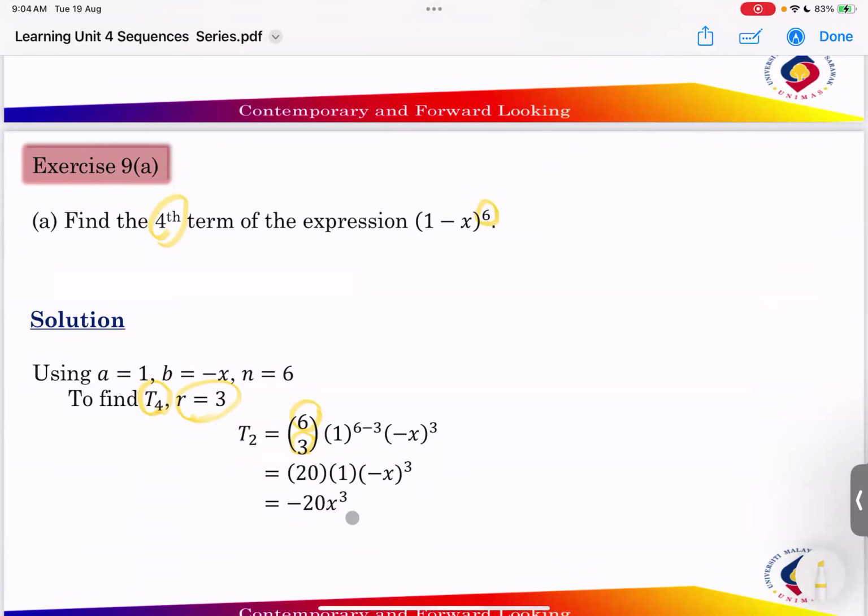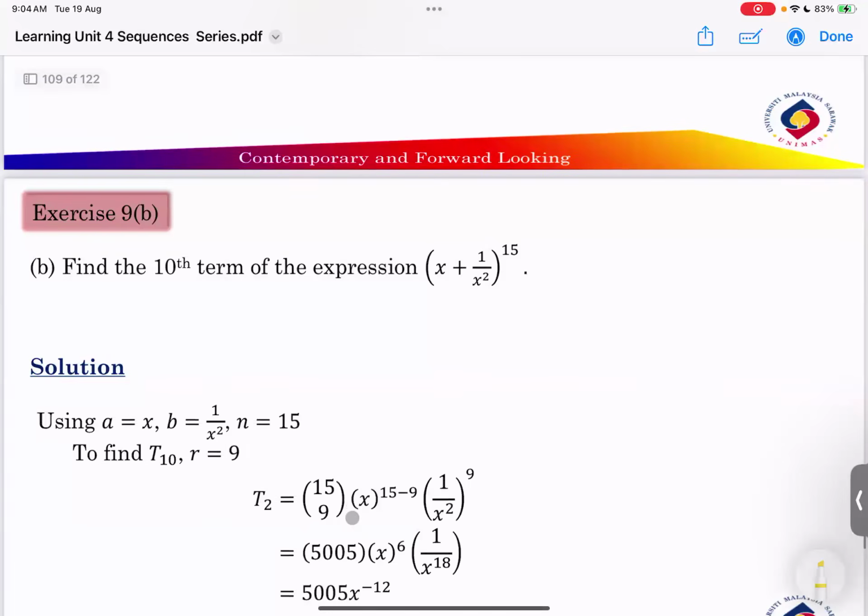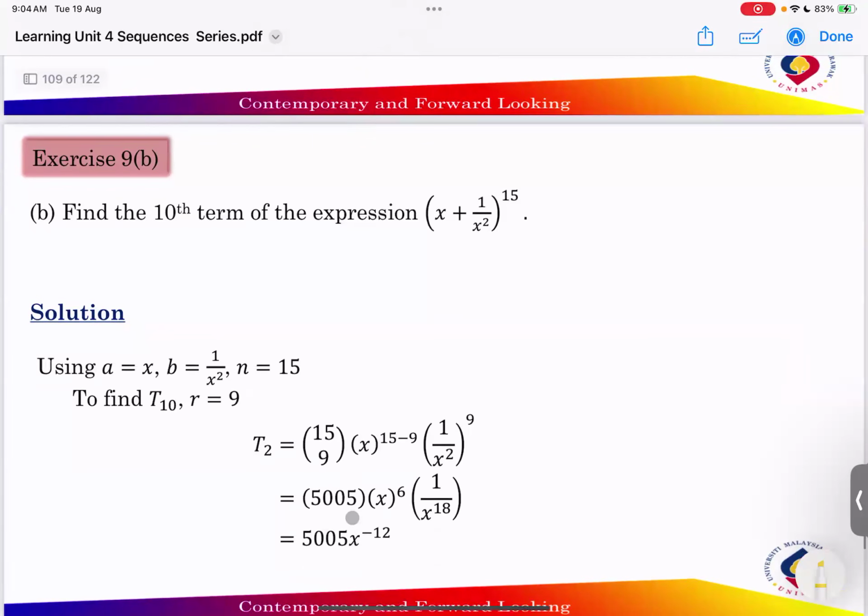Now question B. This one is 15, and they look for term 10. For 15, you substitute here. This 9 is 10 minus 1, which is 9. Then you substitute accordingly and you get this answer. We can present the answer as negative to the power of 12.